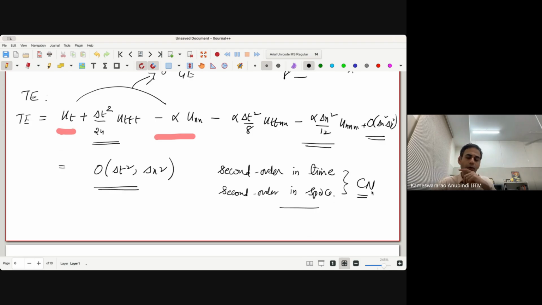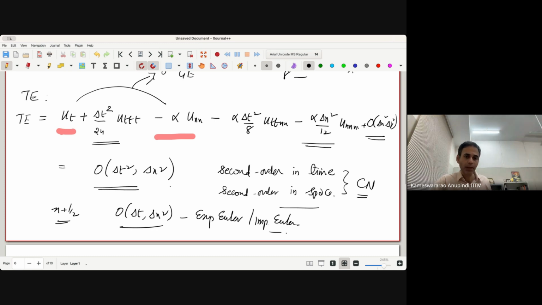So this is a very good thing because by just discretizing about n plus half, we are able to get second order in time and second order in space, unlike the explicit Euler and implicit Euler, which are only order delta t, order delta x square, right? This is what our explicit Euler and implicit Euler were. So that's why Crank-Nicholson scheme is preferred over the explicit Euler, implicit Euler, because we will be able to get second order accuracy in both space and time.